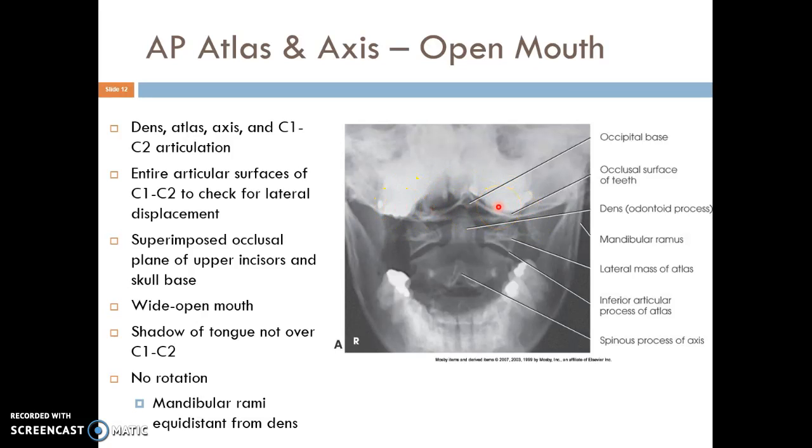The patient's mouth must be wide open, and the shadow of the tongue, we should not see that over the dens. No rotation. We can see that there's no rotation here by the equal distance between the rami of the mandible and the body of C1 and the lateral processes or the lateral masses of C1.